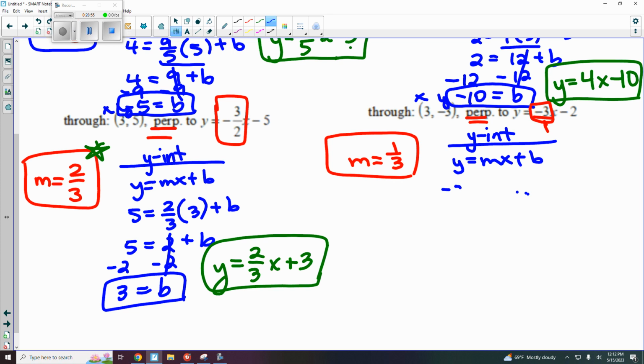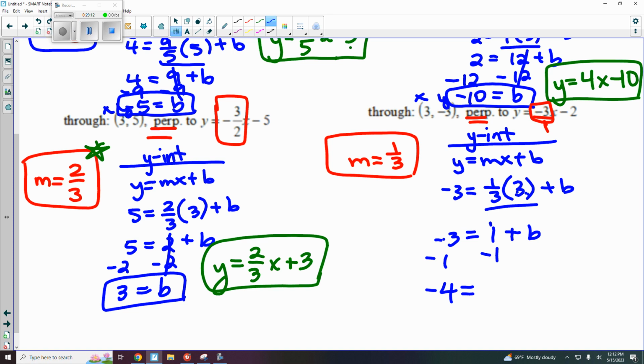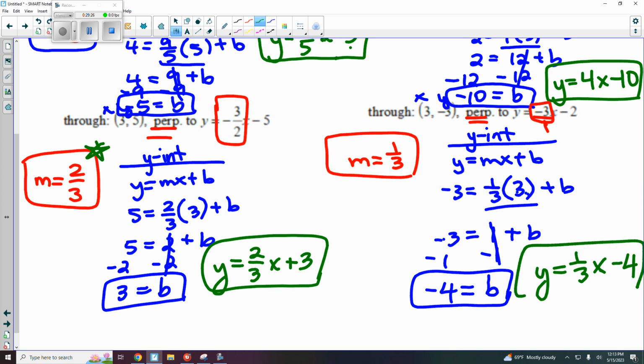So y is negative 3 equals m is a positive 1/3 times x is 3 plus b. Alright, 1/3 times 3 is 1, so negative 3 equals 1 plus b. Because it's a positive 1, we minus 1, minus 1. Negative 3 minus 1 is negative 4, equals, 1's cancel, and then b. Last step now is to write our formula. y equals, our m is a positive 1/3 x, our b is a minus 4, and we're good.